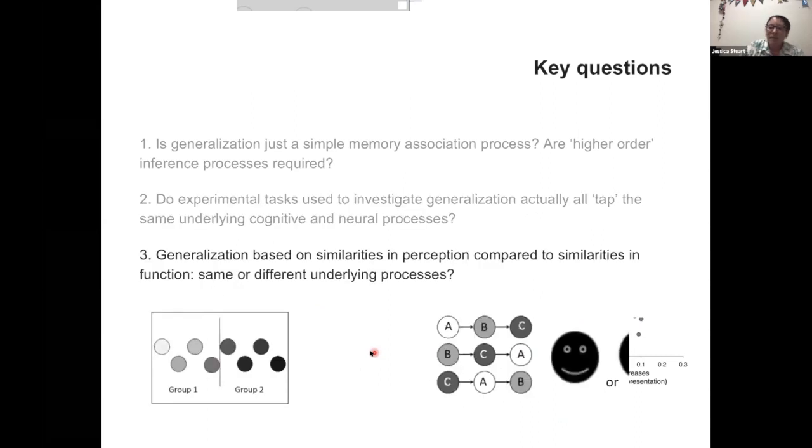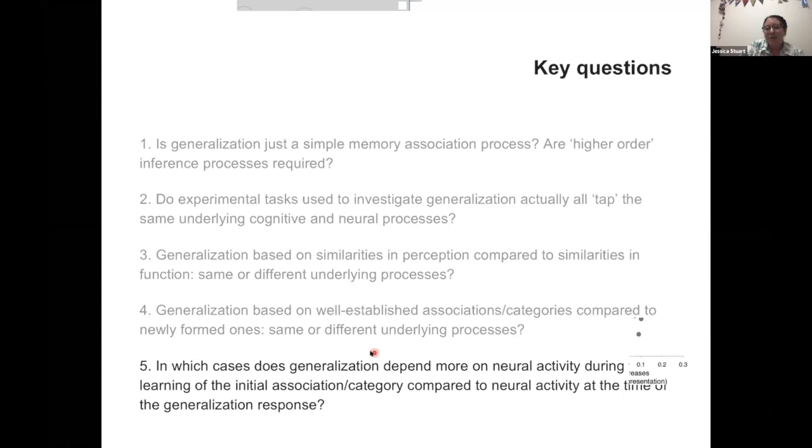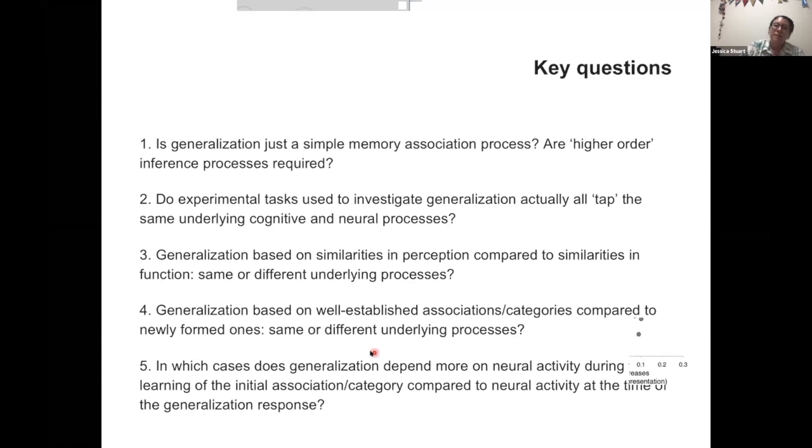Does generalization that's based on similarities in perception have similar or different underlying processes to generalization that's based on similarities in function? Is generalization based on well-established associations and categories similar, or does it have the same underlying processes as generalization formed from completely new associations and categories? And in which cases does generalization depend more on neural activity that happened during the initial learning compared to at the time of the generalization response itself? So these are the key questions that we're planning to base this whole workshop around today.